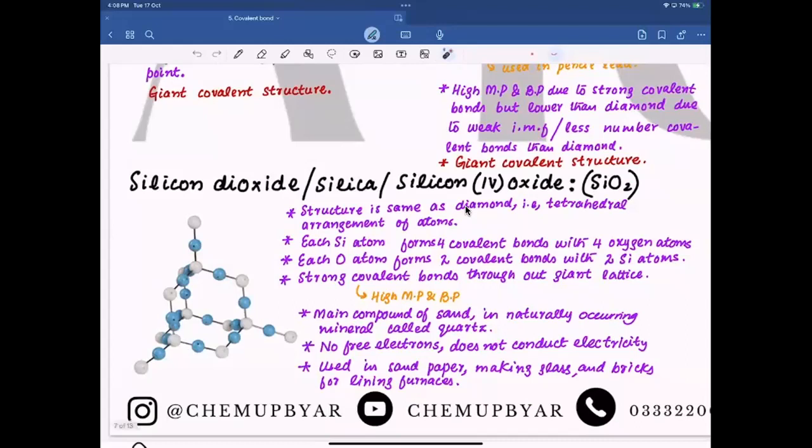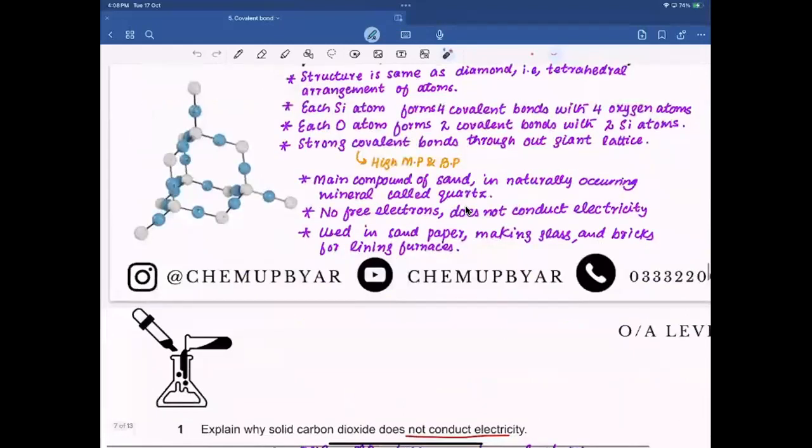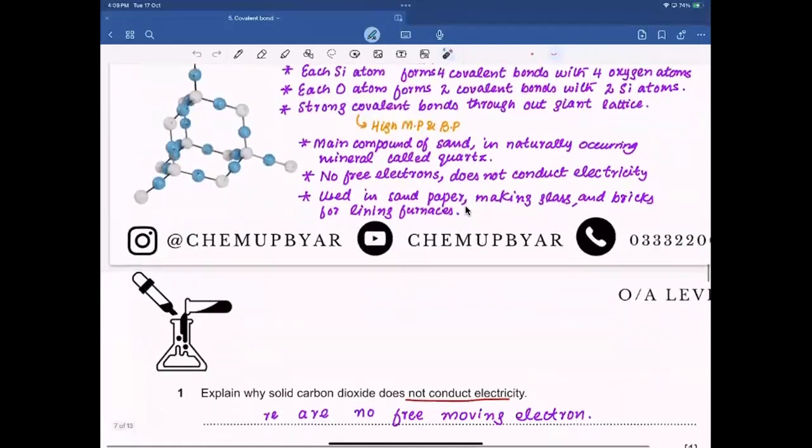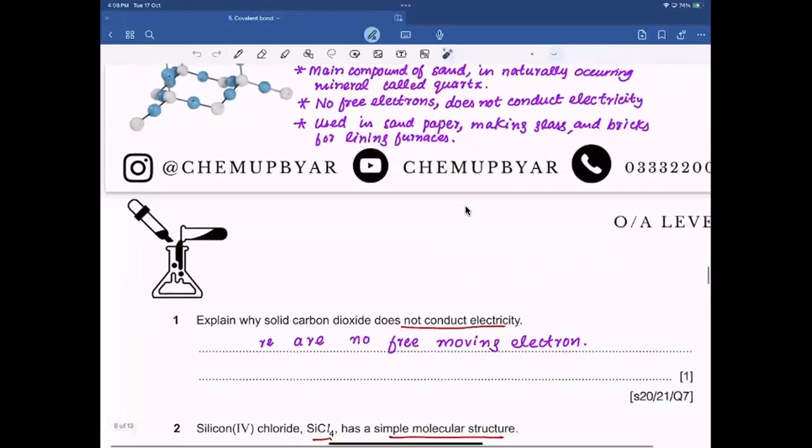Now have a look at this question. Explain why solid carbon dioxide does not conduct electricity. So if it does not conduct electricity, what could be the reason? Because they do not have free electrons or ions. There are no free moving electrons or ions. Is this understandable?